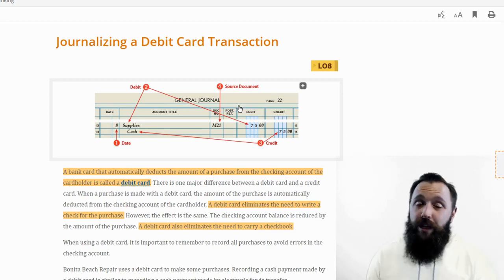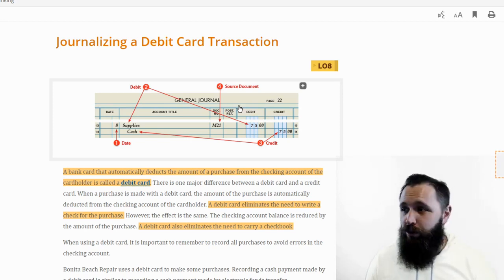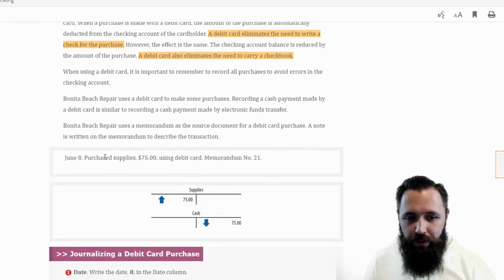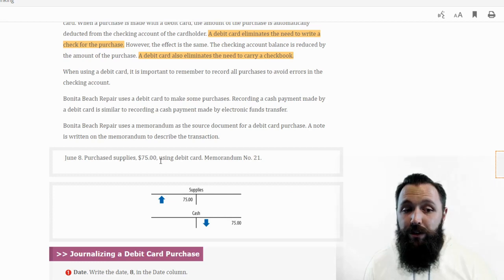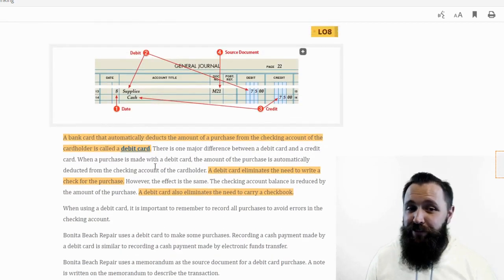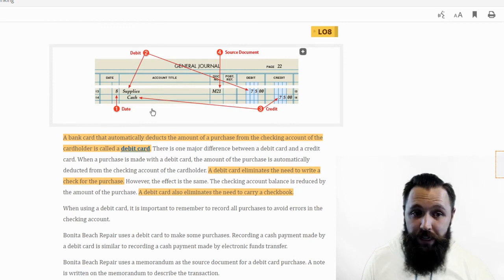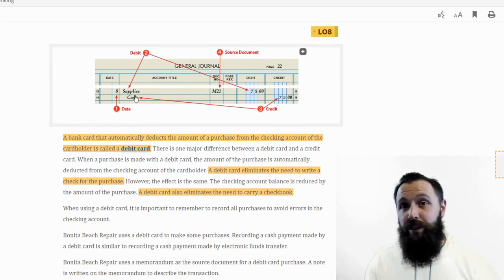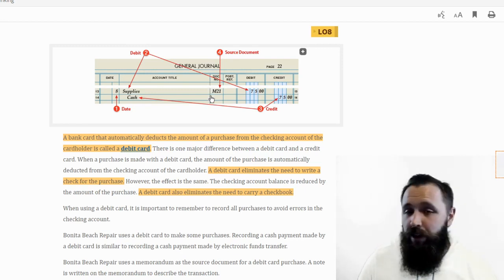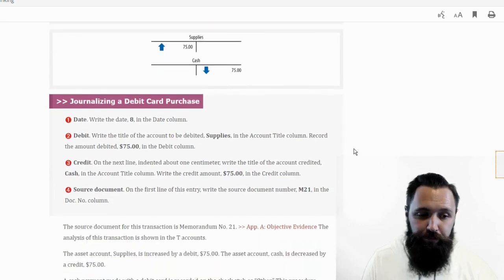So now we're journalizing a debit card transaction and we're buying supplies with our debit card. We're going to use a memo again. Let's take a look. Purchase supplies using a debit card, memo number 21. It's really nothing different. We put in the date. Supplies is going to increase because we're purchasing supplies. Cash is going to decrease because every time we swipe our card, technically cash is going down when we buy something with a debit card. And then our source document is the memo.